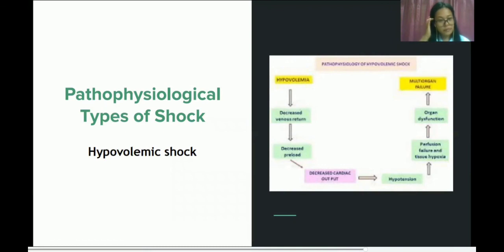So we have some pathophysiological types of shock. We have four of them, and the first one that we will be discussing is hypovolemic shock. So hypovolemic shock is an emergency condition caused by hemorrhage, fluid loss from extensive skin burns, exudation from large traumatic wounds, diarrhea, and vomiting.